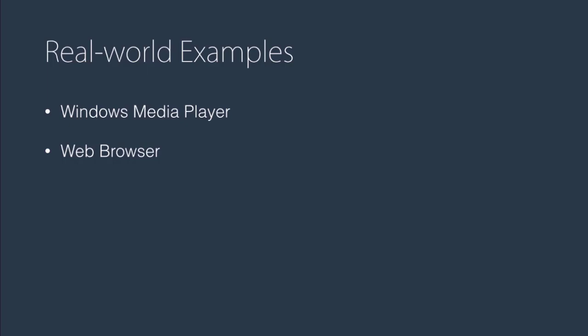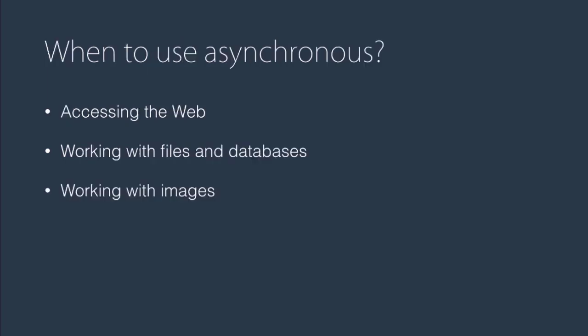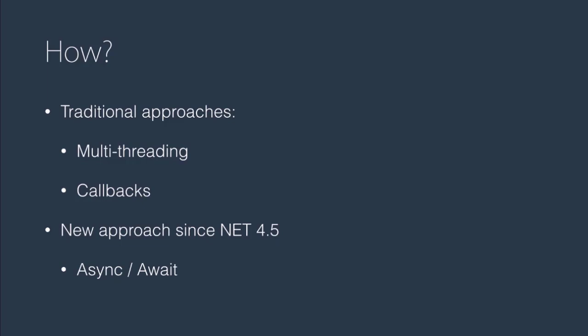Same for your web browser. As a web browser downloads content from the web, the UI is still functioning. It's responsive. And that's the benefit of the asynchronous programming model. So when do we use asynchronous programming? Anytime we have a blocking operation, such as accessing the web, working with files and databases, working with images, and so on.